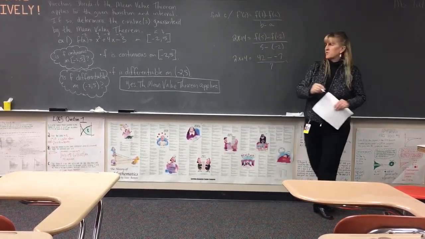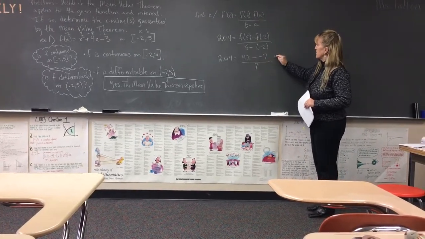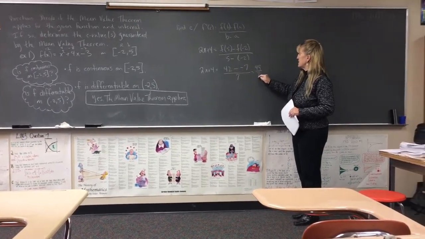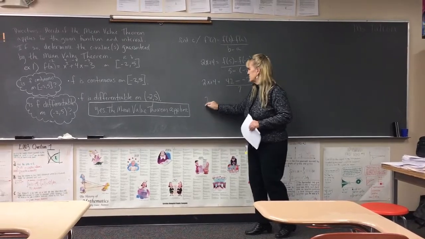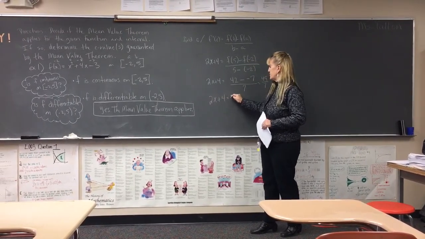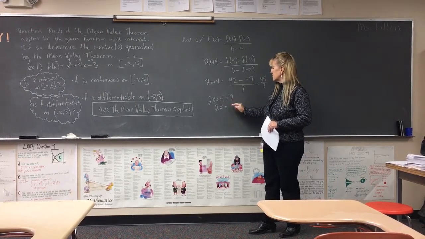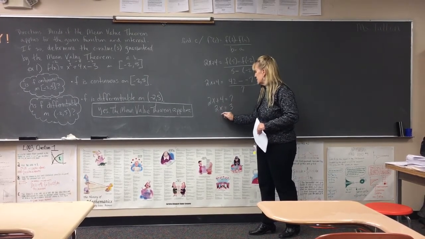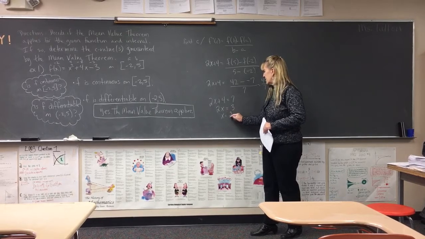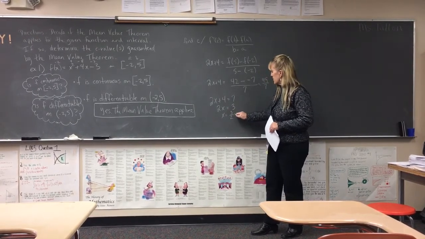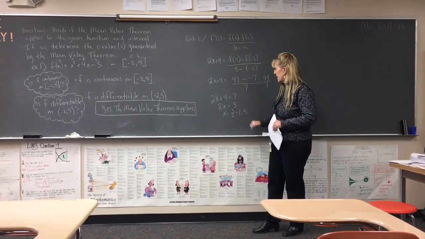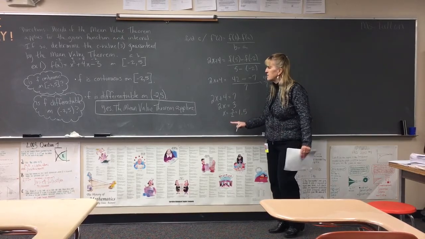Let's see, save a little space here. 42 plus 7 gives me 49. Divided by 7 is 7. So I have 2x plus 4 equals 7. Subtract 4 from both sides of the equation. I get 2x equals 3. Divide both sides by 2, and I have x equals 3 halves. If you'd like, you may call that 1.5. And I think that that's going to be my c value.